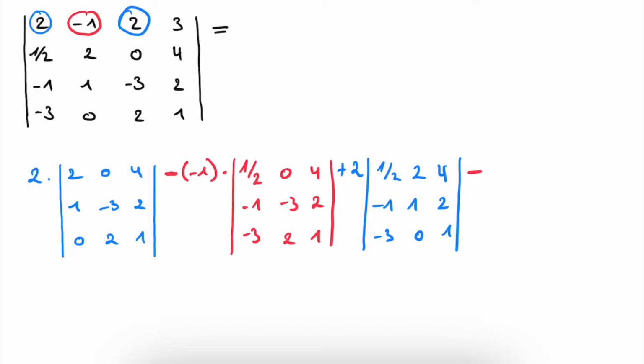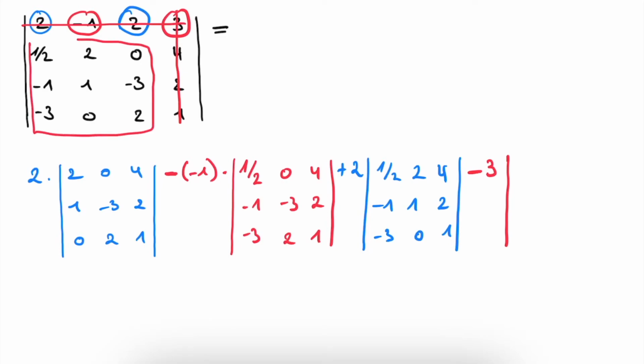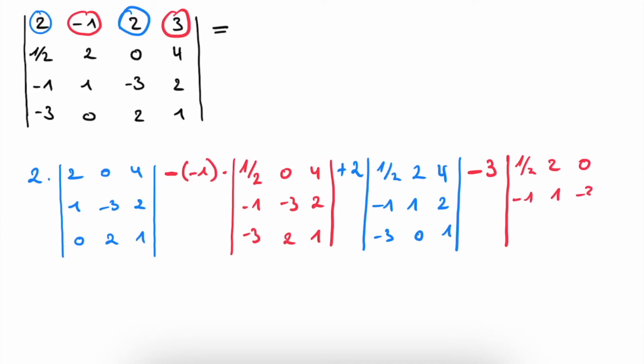And we can now get to the last number, which we again put a minus sign in front of, which is very important. And it's this 3. So we get 3 times. And again, we multiply this 3 with the determinant that we get from the numbers when we ignore the row and column of which this 3 is a part of. And in this case, we get these 9 numbers, which becomes 1/2, 2, 0, -1, 1, -3, -3, 0, 2.